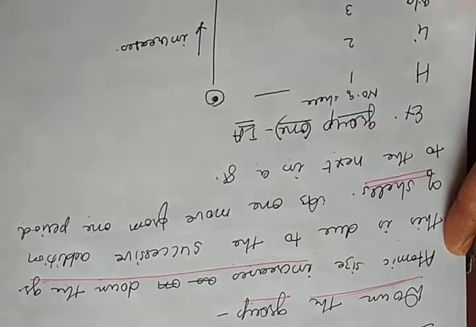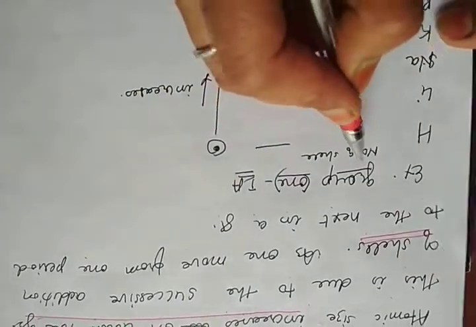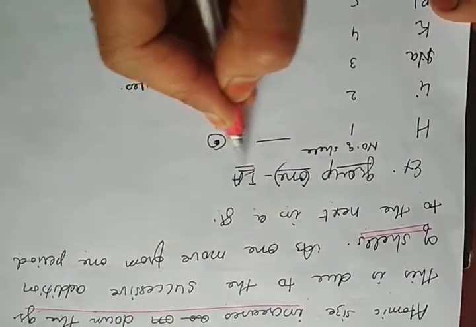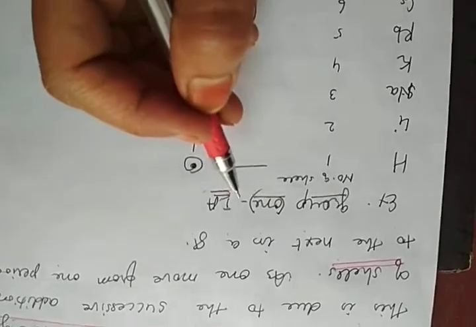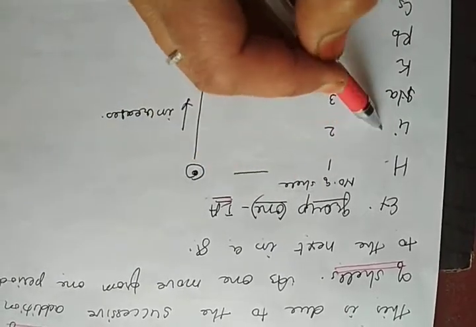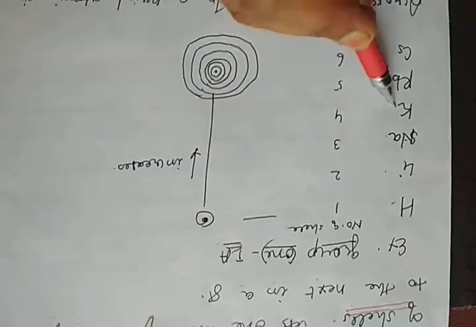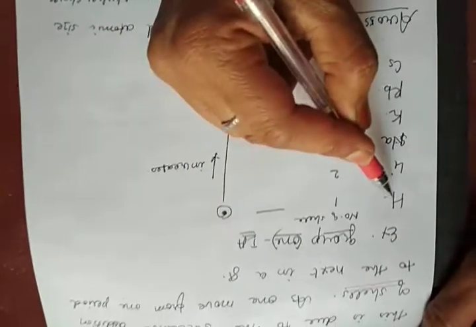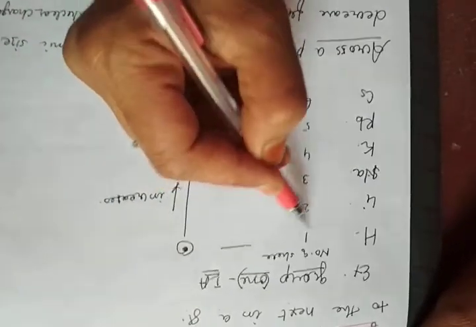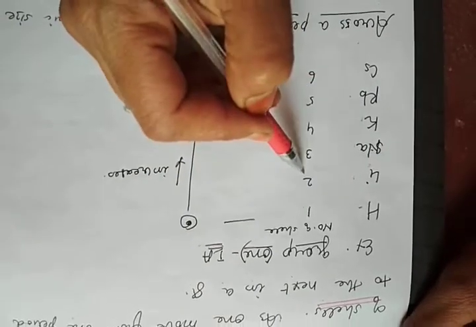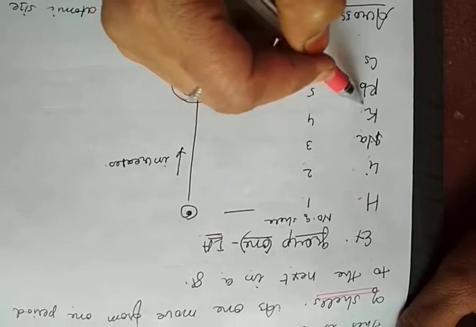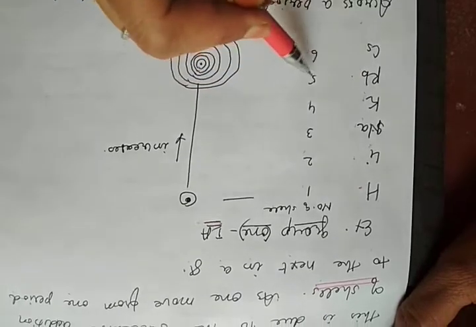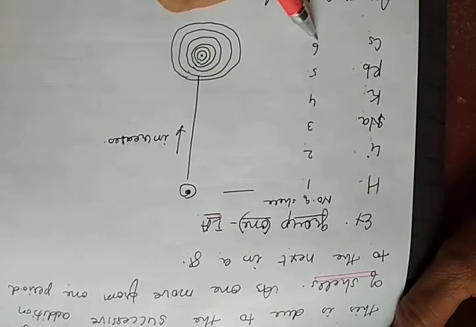How? That can be understood by an example. Let me consider group 1, that is the first A group. The elements of the first A group are hydrogen, lithium, sodium, potassium, rubidium and cesium. The number of shells in hydrogen is 1. In lithium, there are 2 shells. Sodium, 3 shells. Potassium, 4 shells. Rubidium, 5 shells. And cesium, 6 shells.